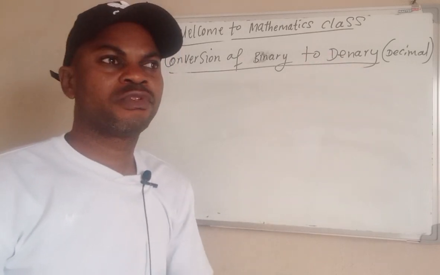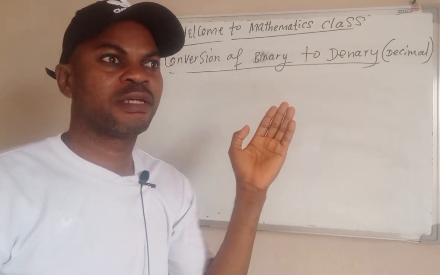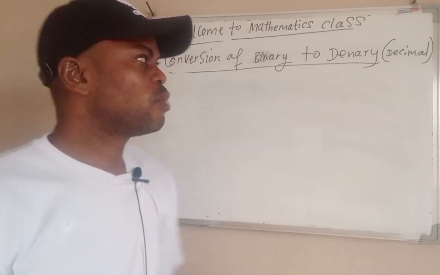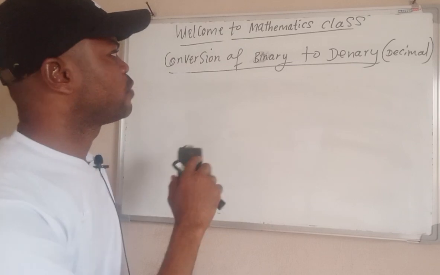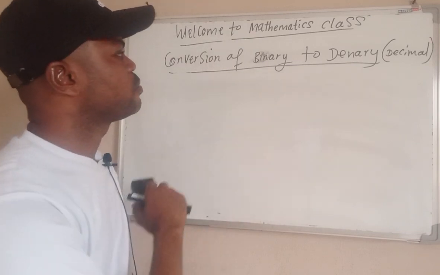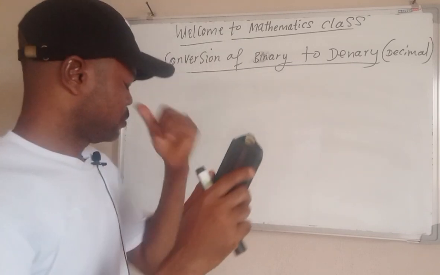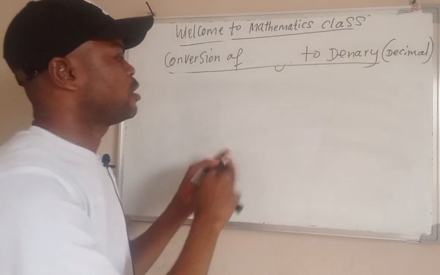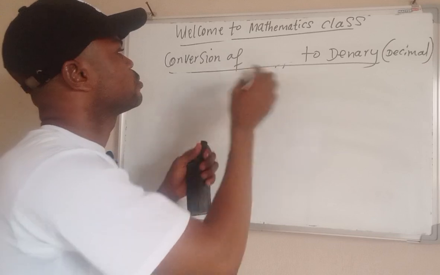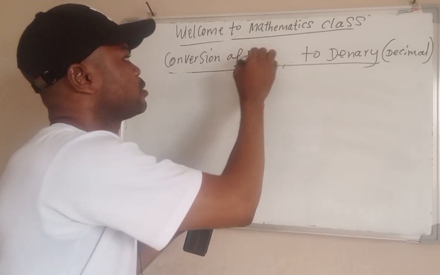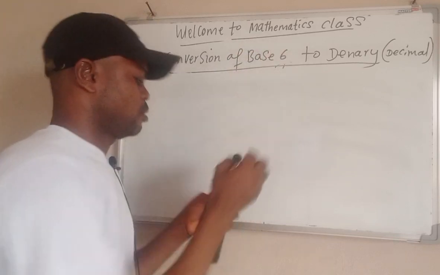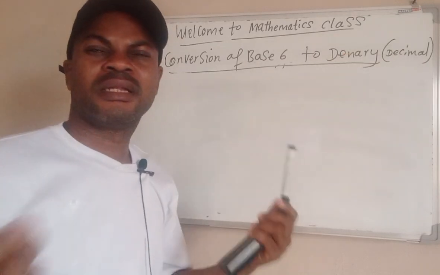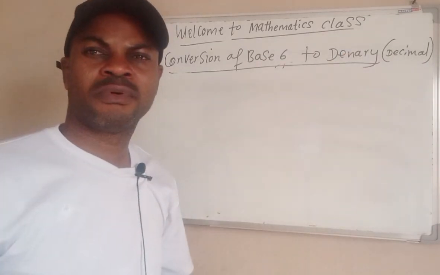So to prove to you that they have the same principle of conversion, expanding, or through multiplication, we're going to consider conversion of base 6, being Heza, or simply called base 6, to decimal. Let me say, conversion of Heza to denary or decimal. The point is they all have the same principle of expansion.